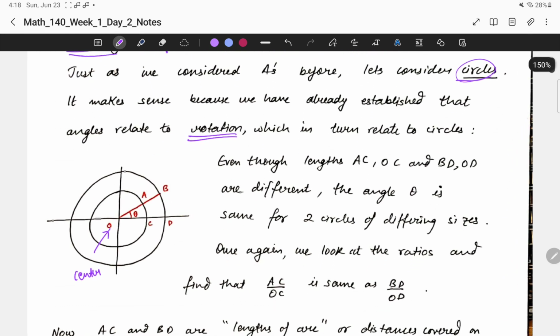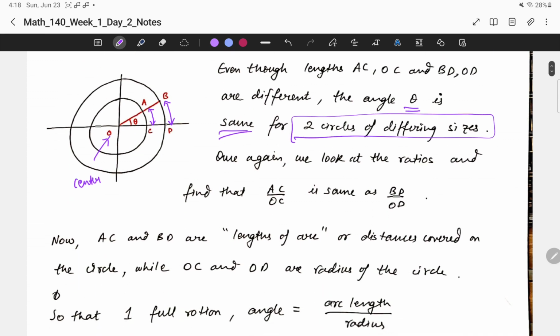Now, the length AC is not a straight line length, it's a curved length, but we can still measure it. For example, using a thread from point A to C and then measuring the length of the thread. And BD is different. This angle at the center, theta, is the same for two circles of differing sizes. And just as in the case of triangles, there is no direct relation between the lengths, but the ratio AC over OC and BD over OD is going to be the same.